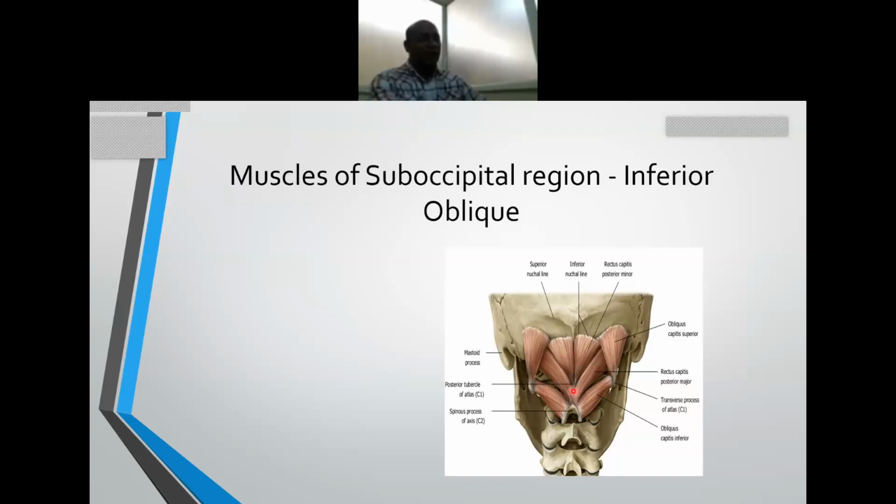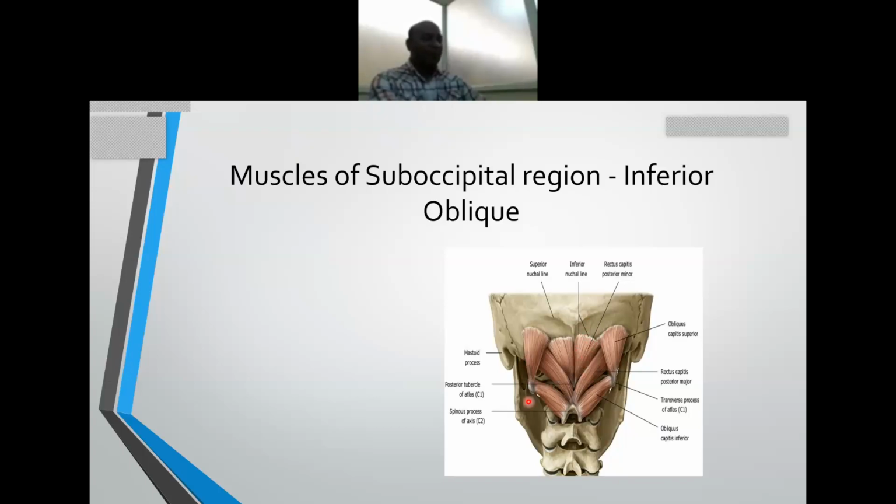And the triangular area that is bounded on either side by the rectus capitis posterior major, there is a space here. That space is occupied by the rectus capitis posterior minor muscle, which is inserted into the medial aspect of the inferior nuchal line and the area underneath the inferior nuchal line on the occipital bone.